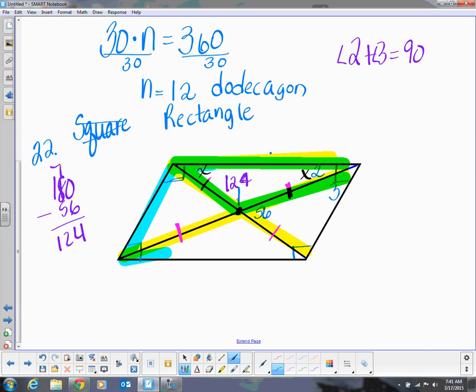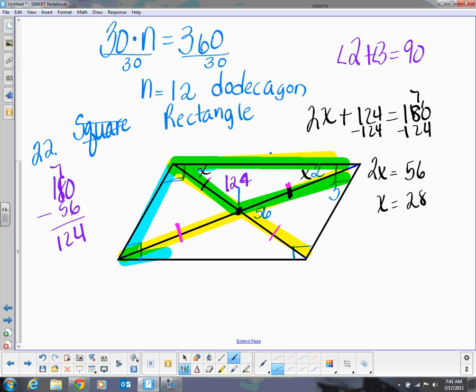So if I let angle 2 be x, and therefore this is x, how do I find x? 2x plus 124 equals 180. Why does it equal 180? Because the angles of a triangle add to 180. So now what do we do? Subtract 124. So you've got 2x equals 56. What is x?